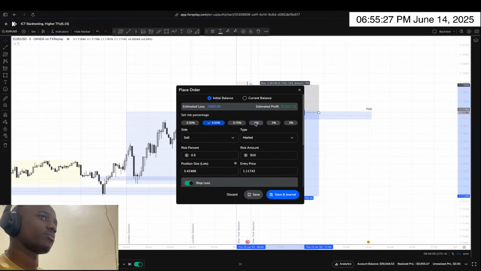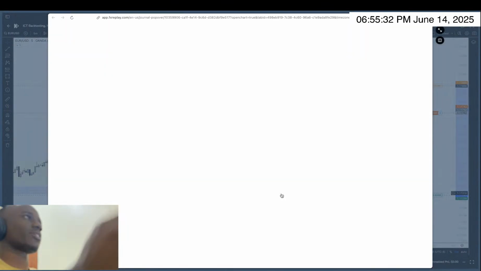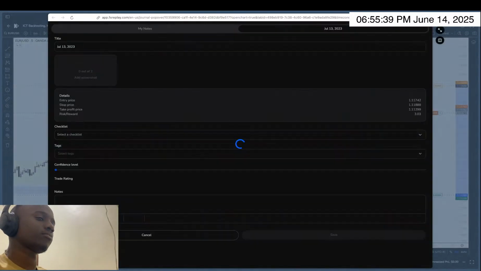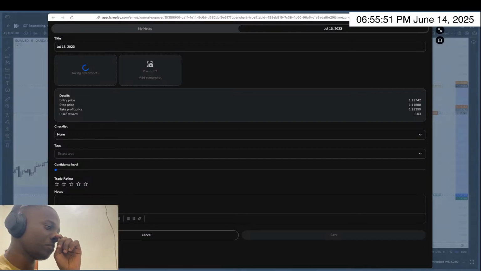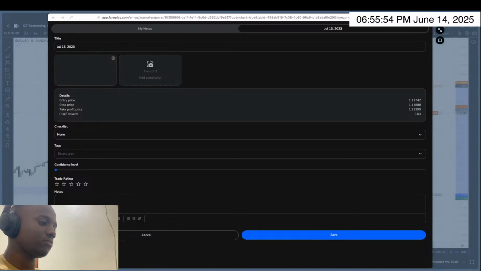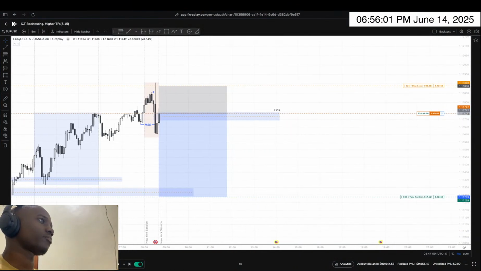Risking 1% on this one. No, risk 0.5. You can see that I have a really low balance, so let me risk less. Okay, now let's play this and see.